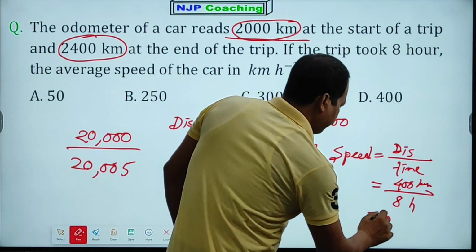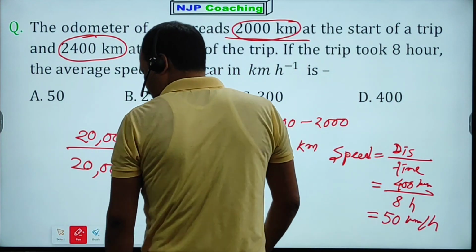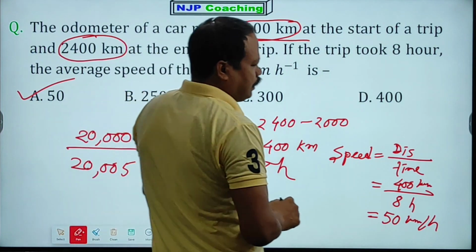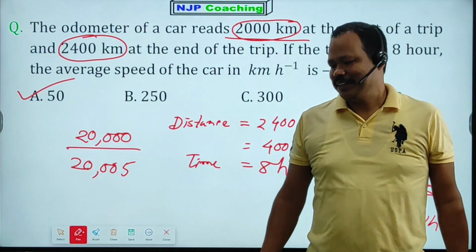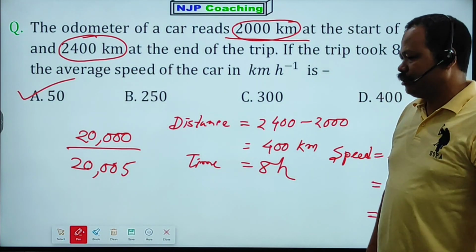So 50 kilometer per hour. If we divide then it will be 50 kilometer per hour. A is the right answer. Very simple question. Next, I want to go to the next question.